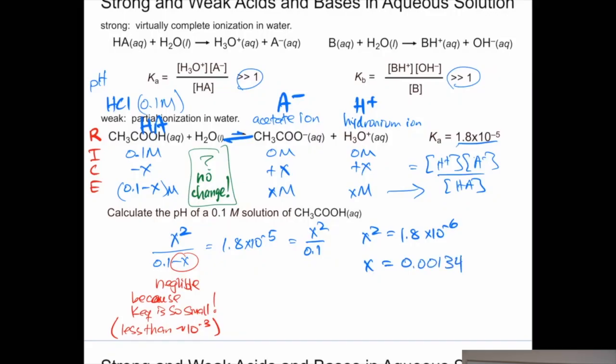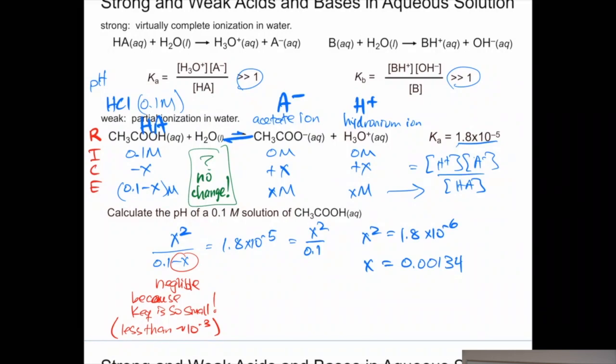0.00134. Is that what you got? So that's what x is, just making this assumption that it's negligible here. But look, if we did it by the quadratic, we'd get a slightly different number. But when we subtract that from 0.1, we're still going to get 0.10 something. So we're good.